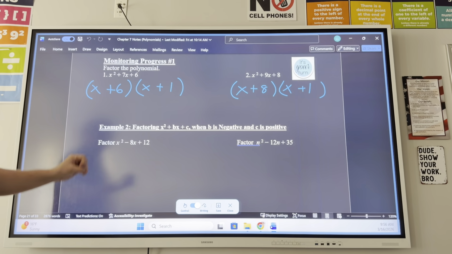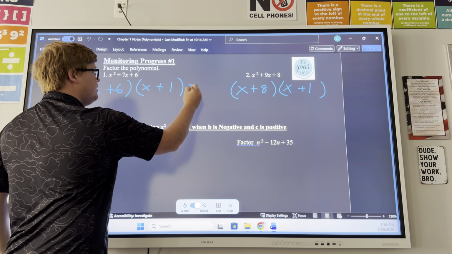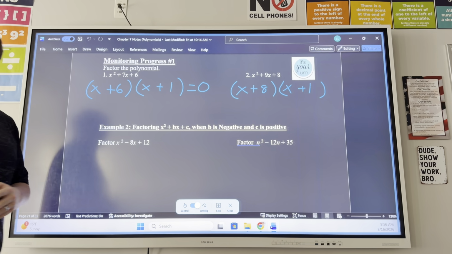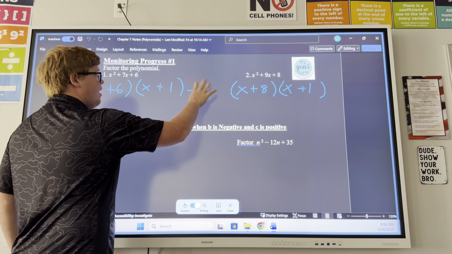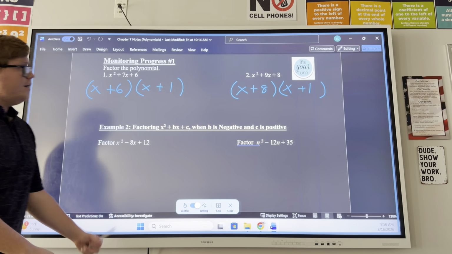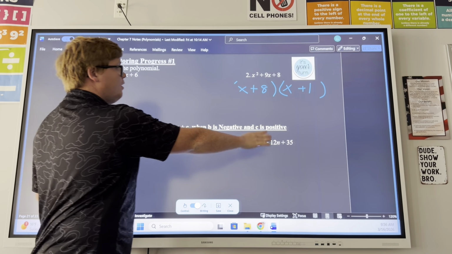Now, if I were to ask you to solve these, all we would have to do is set it equal to 0, split them up, and solve. But since I'm not asking that, we don't have to worry about that right now. Okay, if you did not get those right, make sure you go back and try again. Go back and watch example 1, etc.